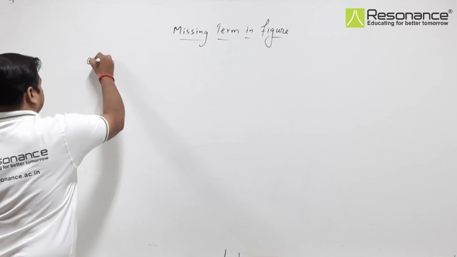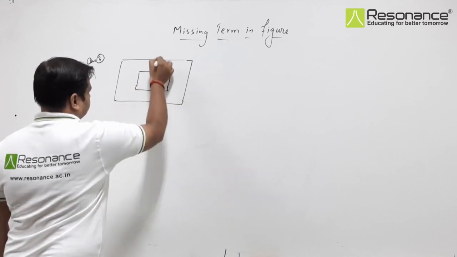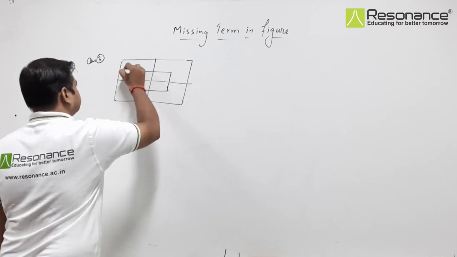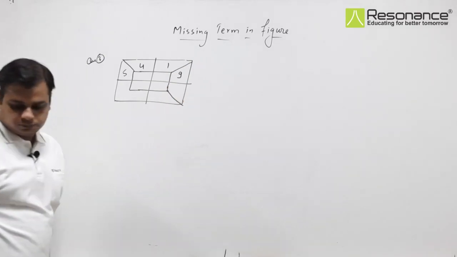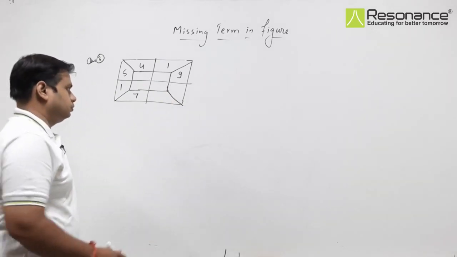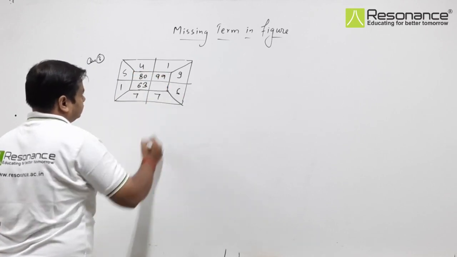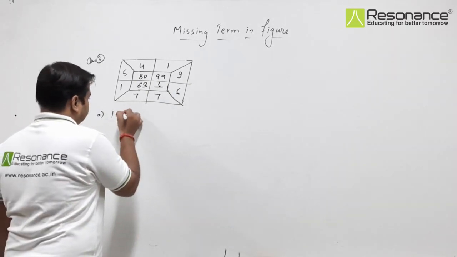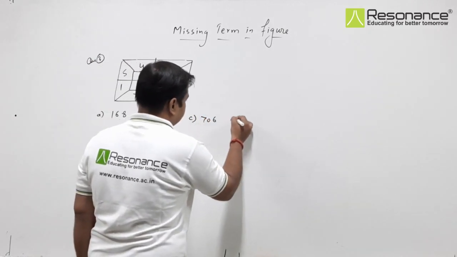Now, question number 3. Five, 4, 1, 9, 1, 7, 7, 6, 80, 99, 63, question mark. The options are 168, 169, 706, 85.